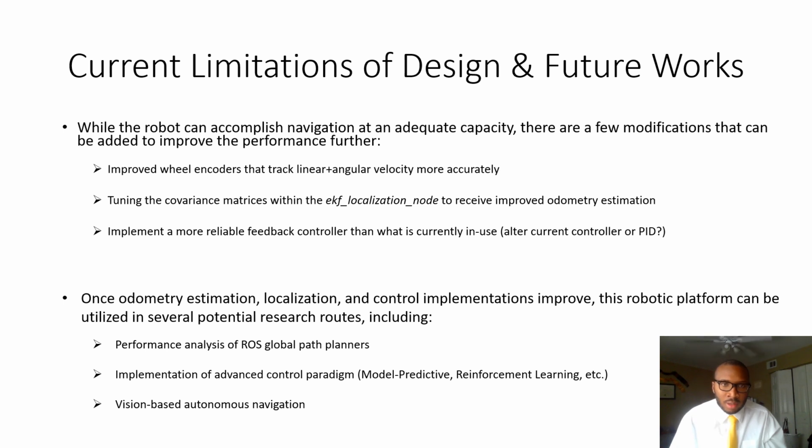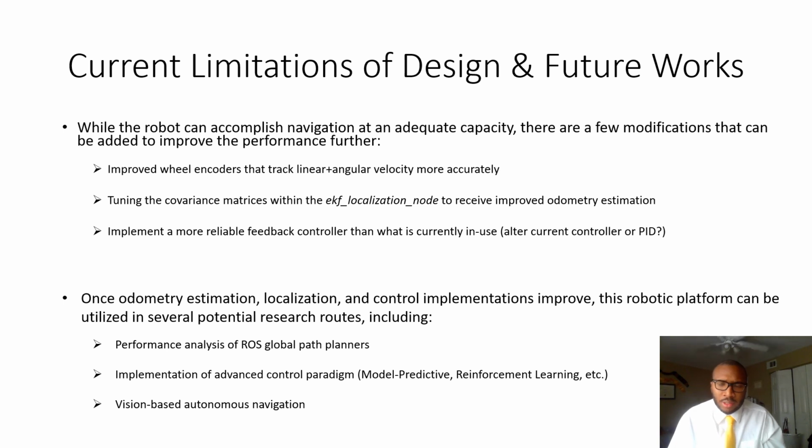I could also implement, and I've mentioned this before, a more reliable feedback controller than what is currently in use. Currently, the controller that I have the robot employing has a pretty slow transient along with not great steady state error response. So using a better version of the control that I'm currently using, or even implementing some form of a PID, would be optimal in order for the robot to be able to achieve the autonomous navigation tasks that I would like it to be able to accomplish.